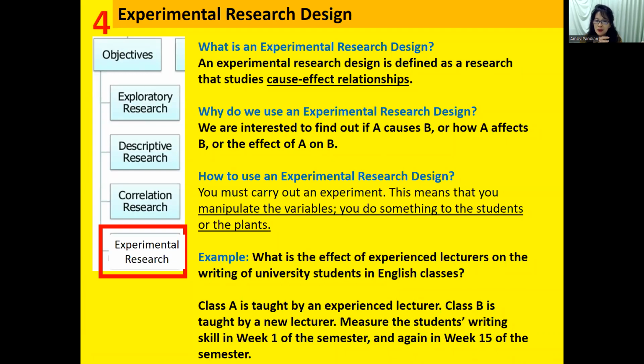So when do you use it? Well, if you are serious about finding out if A causes B, or how A affects B, or the effect of A on B, then you have to do experimental research design. If you believe that using songs to teach English will help students to improve their English, then you have to carry out an experiment and use songs to teach for 1 semester, 14 weeks, or maybe 10 weeks. You must carry out an experiment and you must control the situation.